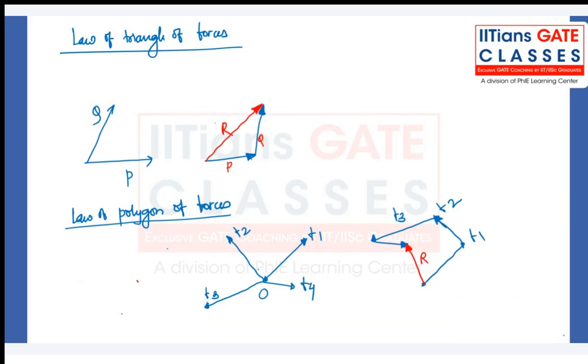Any doubt in this? I'll repeat the statement. If the number of forces acting at a point on a body are represented in magnitude and direction by the sides of a polygon taken in order, okay, so here F1, F2, F3, F4 we are taking in order, then the closing side taken in the opposite direction represents the resultant. Okay, I hope it's clear. Yep. Any doubt till this?